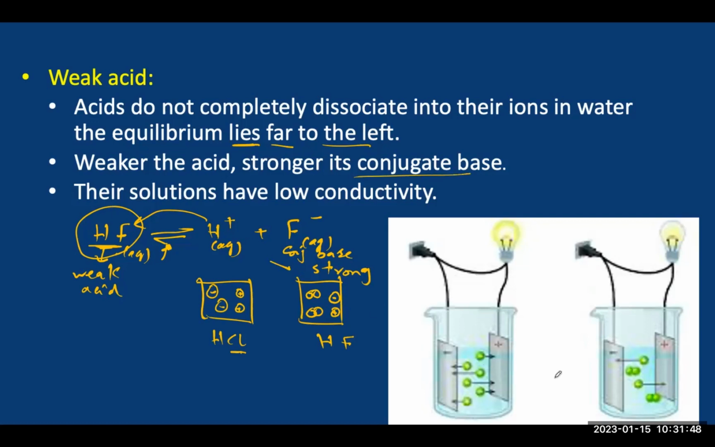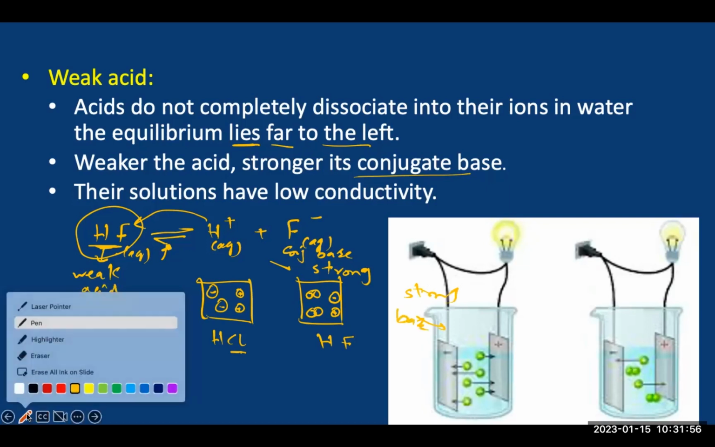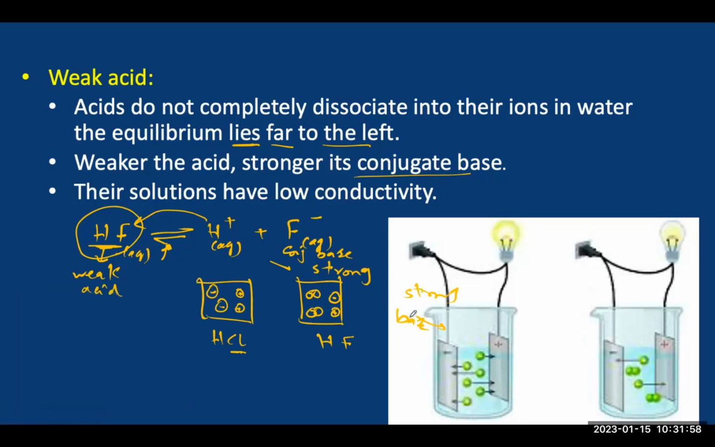Okay, let's compare the conductivity of a strong acid, sorry, not base, strong acid, and weak acid. As we said, in strong acid, we have a huge amount of ions, so they will conduct electricity. That's why it's a good conductor. But for weak acid, we have a small amount of ions, so it will conduct electricity, but it will be a weak conductor. It's not like the strong acid, because the number of the ions will be low.